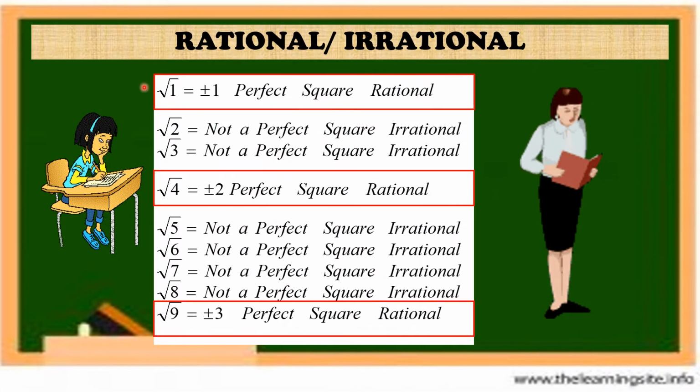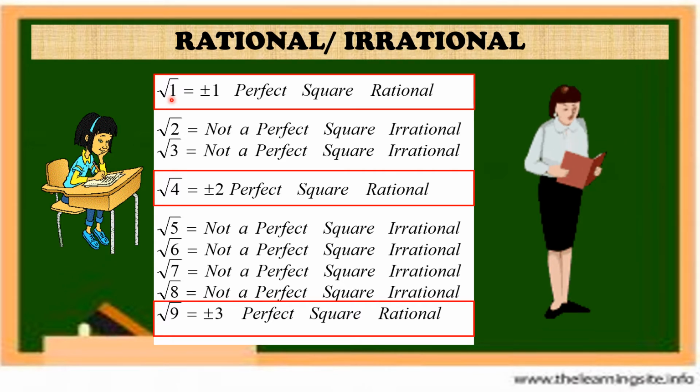To determine whether the number is rational or irrational, how do we know if the number is a rational number? If it is a perfect square, it is rational. If it is not a perfect square, it is irrational.